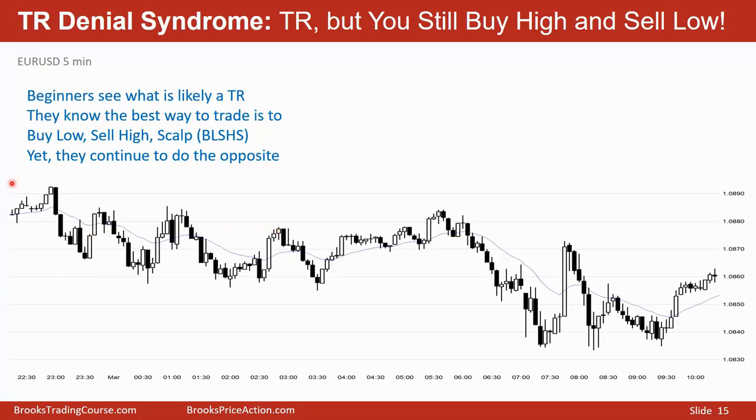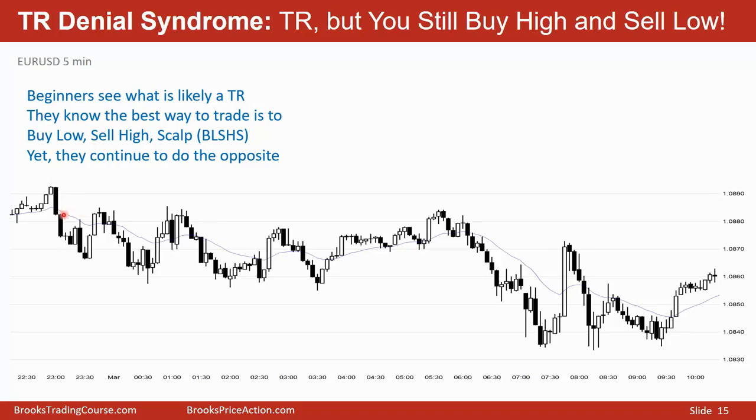They know when the market has lots of reversals and is mostly sideways, it's better to buy low and sell high and scalp. Yet beginners constantly are hopeful that the trading range is going to break into a trend, and as soon as they see some strength, they're convinced this is the start of a trend. They buy high, they buy high, they sell low, they sell low, they buy high. And that's the exact opposite of what you have to do to trade when you have a lot of trading range price action. Just look to the left.